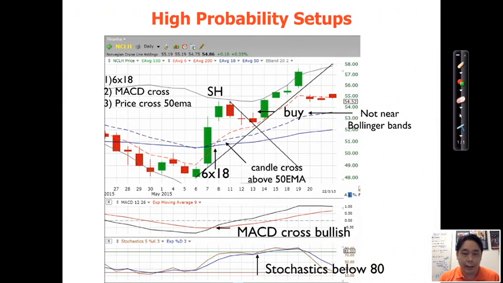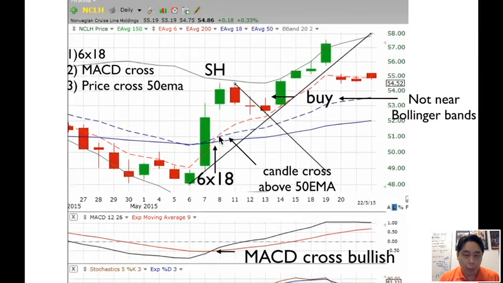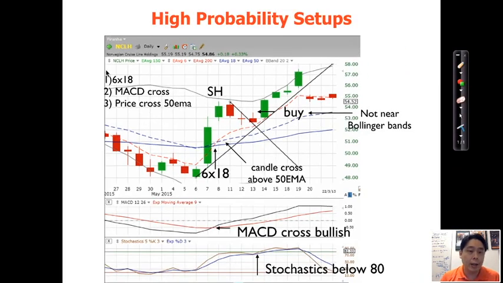Okay, NCLH. Let's take a look at this example. So again, on the 7th of May, we have got the 6 EMA crossing above the 18 EMA and the MACD crossing above the signal line. So they both happen on the same day. Okay, and you can see that the price from being below the moving average, the 50, has now crossed above the 50 moving average on that same day again. So again, 3 out of 3 conditions happening on the same day. That's what I'm talking about.